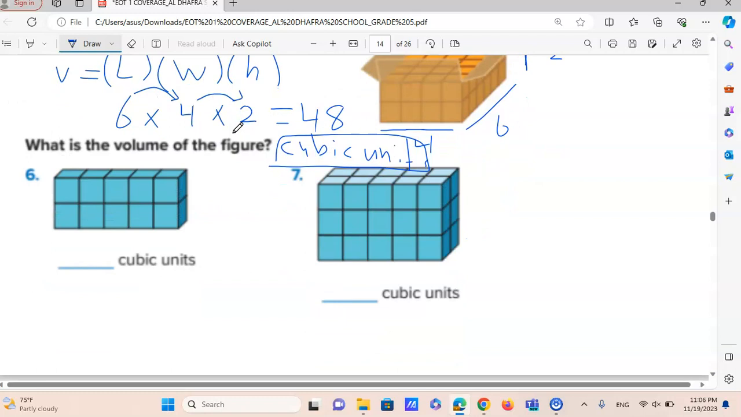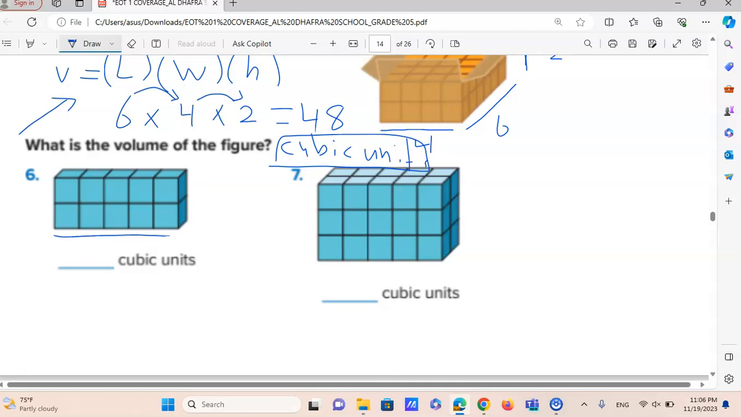Here you can count how many layers? 2 layers. How many in one layer? 5. So 5 times 2 equals 10. But let us try the other way using the formula. This is the formula. Length times width times height.